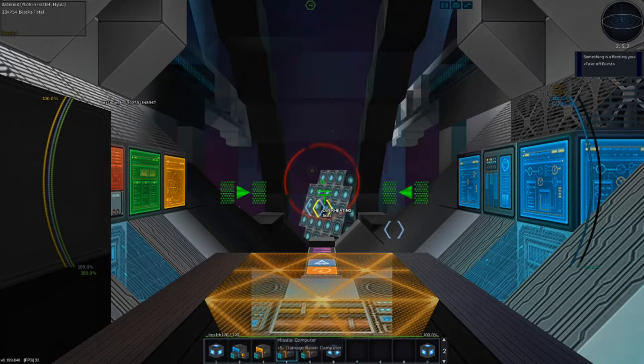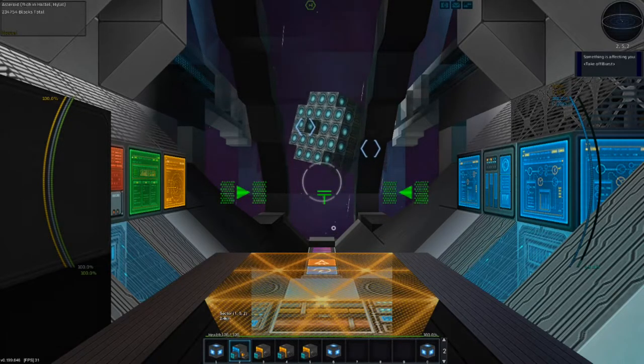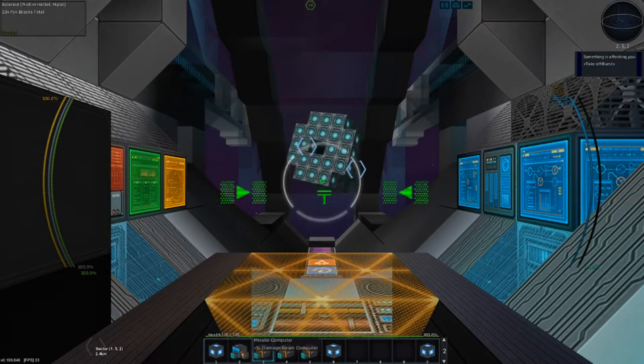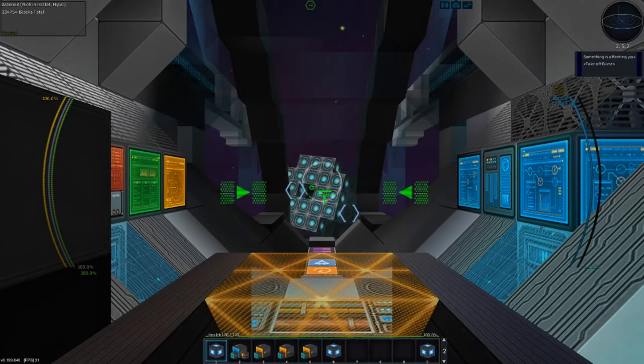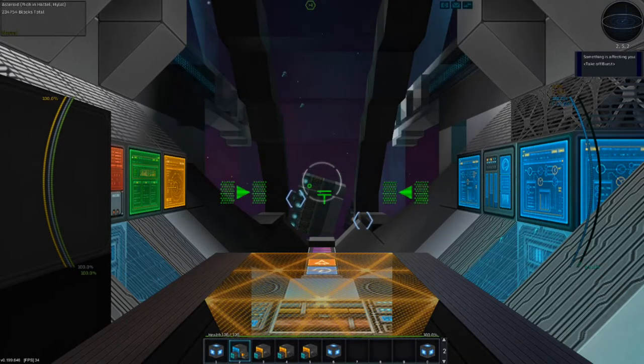Something is affecting you. Take-off burst. Why is there take-off burst affecting me? I think something is dragging us in the solar system. Nobody knows. But anyways, if we shoot on the side of these things, I wonder, will they absorb the shots or not? It looks like they absorb the shots.